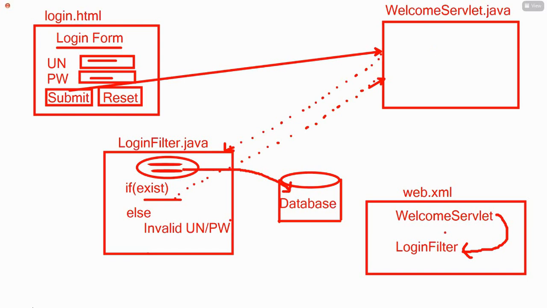Here I already configured: whenever a request comes to the welcome servlet, divert the control to the login filter. Control is diverted and comes here. This username and password are received, and it will check in the database. If they exist and no other filter is configured, it executes the filter; if not, from wherever control came, it sends it back there only. Then it will display welcome username.